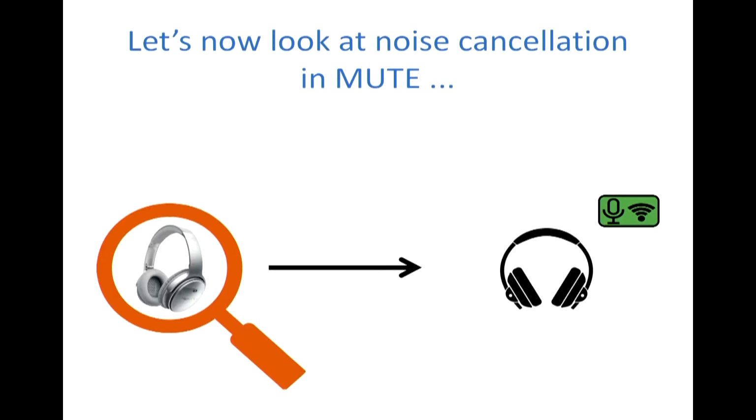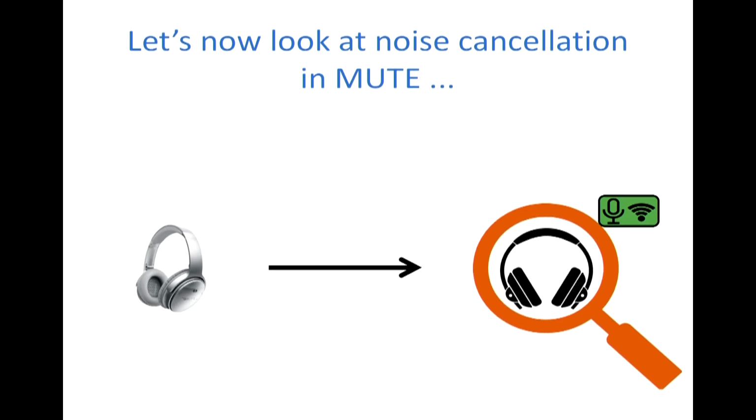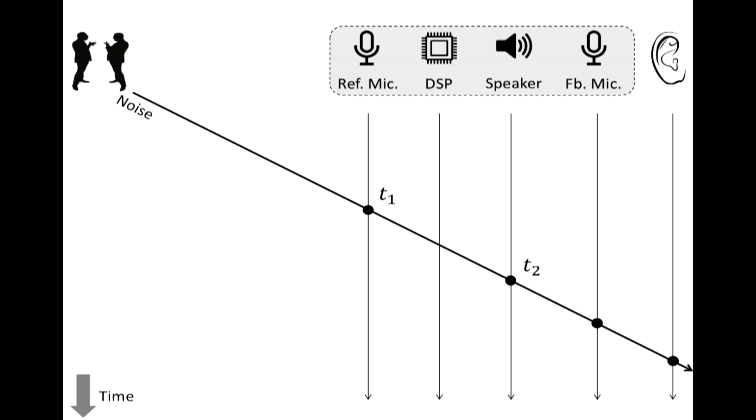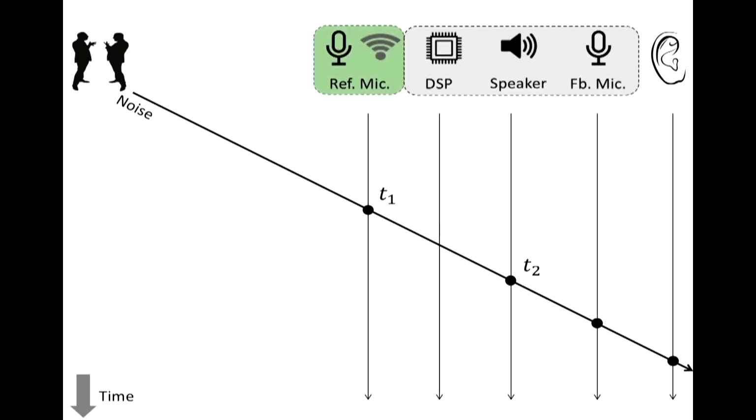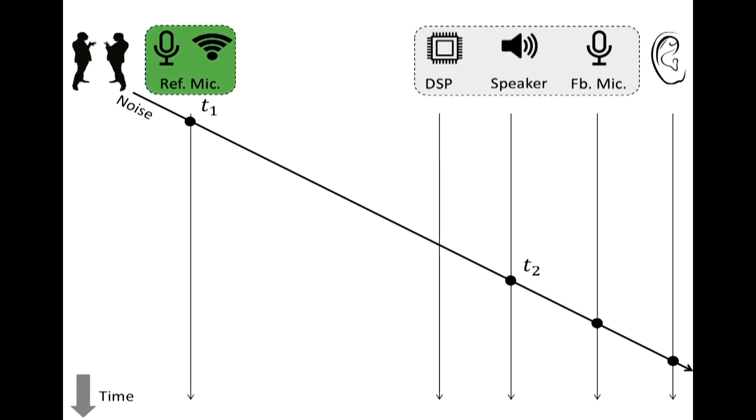Let's now shift the focus to our system, Mute, and see what is the value of having the future sound samples available. So what are we essentially doing? One way to look at our system is to disaggregate the headphones. In other words, we take the microphone out and put it in a separate IoT device further away. Just to give you a rough idea, let's say we push the IoT device 1 meter away.